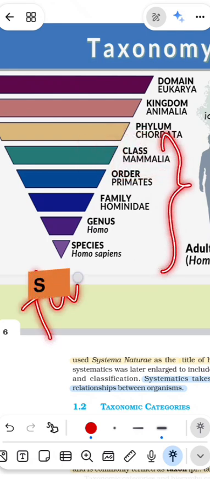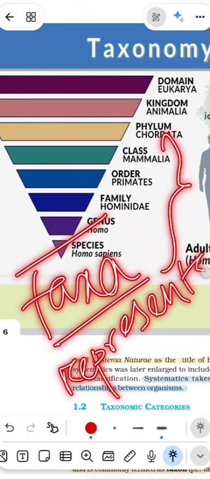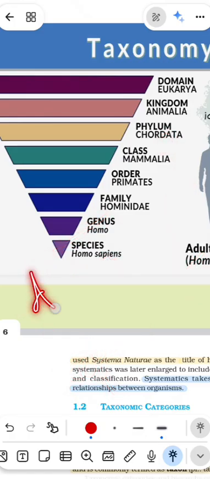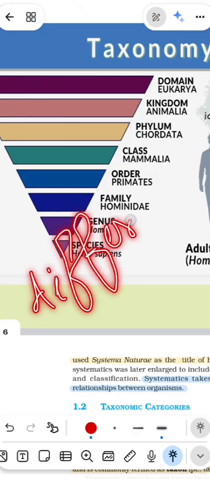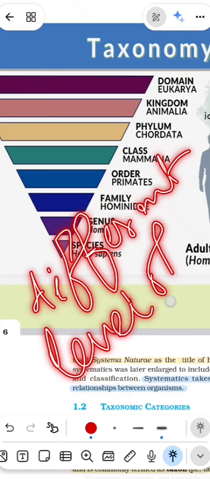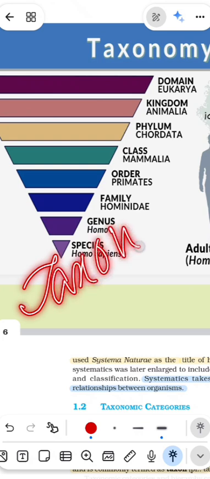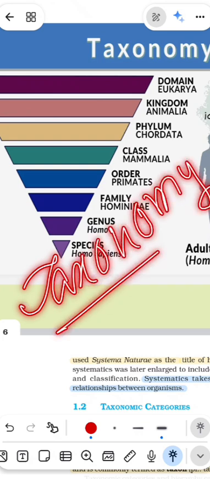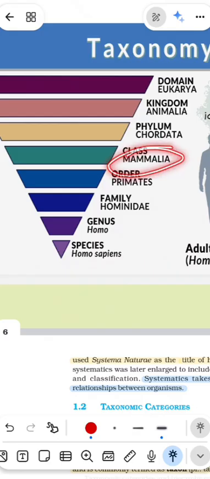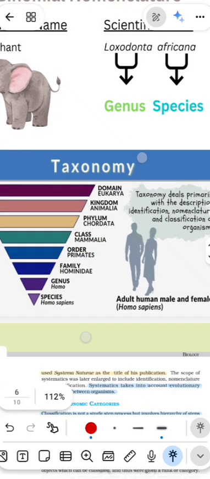So each taxa represents a different level of taxonomy. Mammalia is the class here. About Homo sapiens, we are telling about class is Mammalia, phylum Chordata, kingdom Animalia, domain Eukaryote.